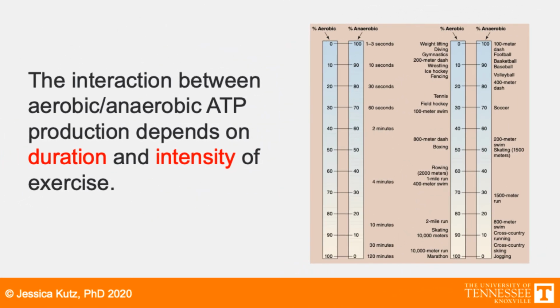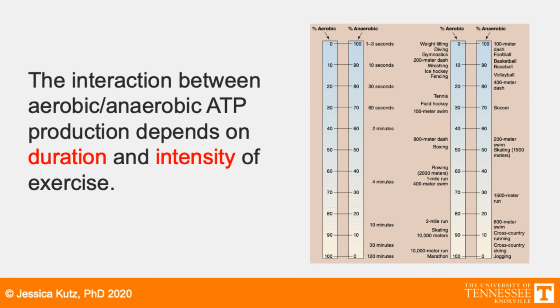An important segue into chapter 4 is to talk about the relation between duration and intensity of exercise and how we're generating ATP, either through aerobic or anaerobic means. When exercise is very short and of very high intensity, we are primarily generating that ATP from anaerobic mechanisms. Whereas when we're doing activity that is very long in duration, obviously the intensity is going to have to be lower. We're primarily generating the ATP in that case through aerobic metabolism.